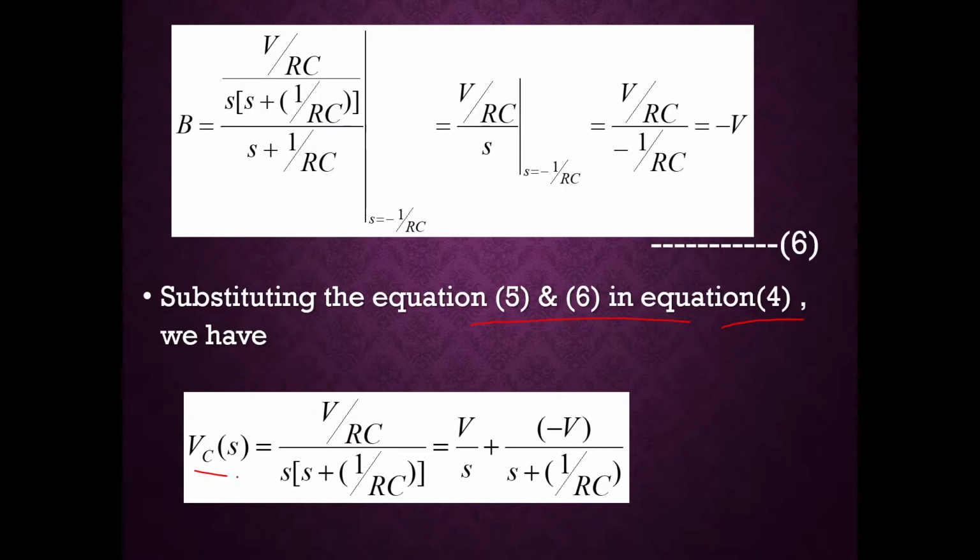So VC of S is equal to what? V by RC by S into S plus 1 by RC. That is equal to what? A value is V, so V by S, plus B value is minus V, so minus V by S plus 1 by RC. Now we can go for inverse Laplace transformation.